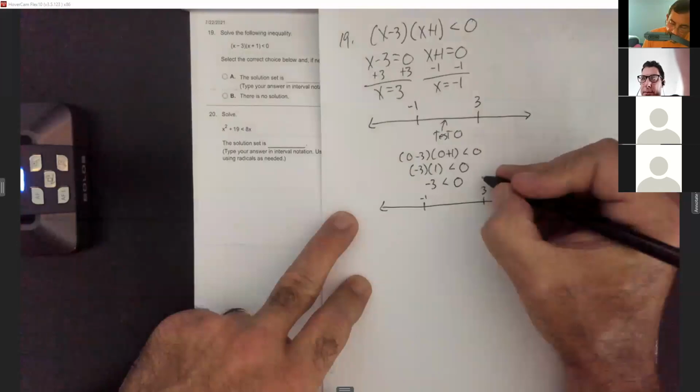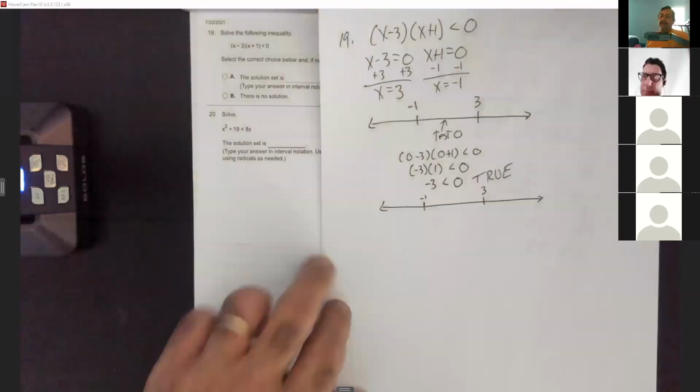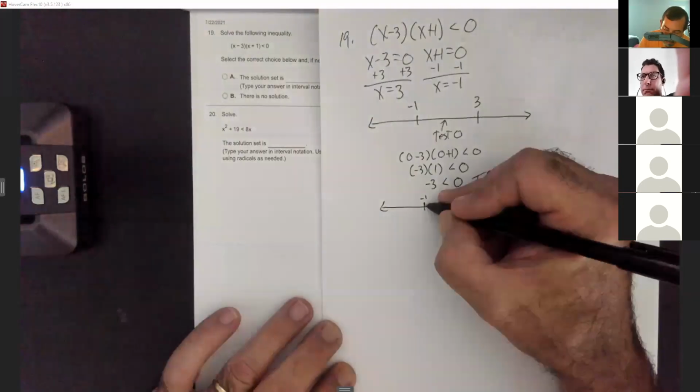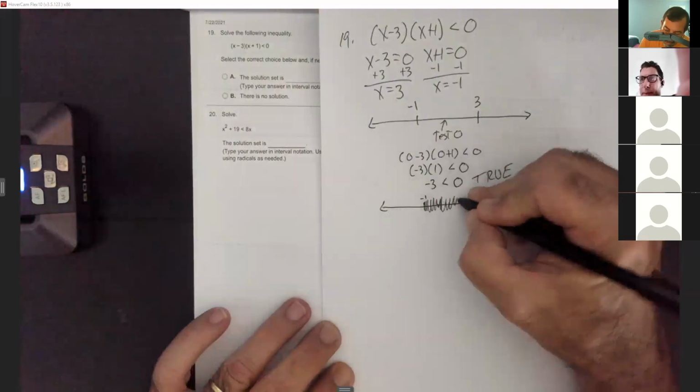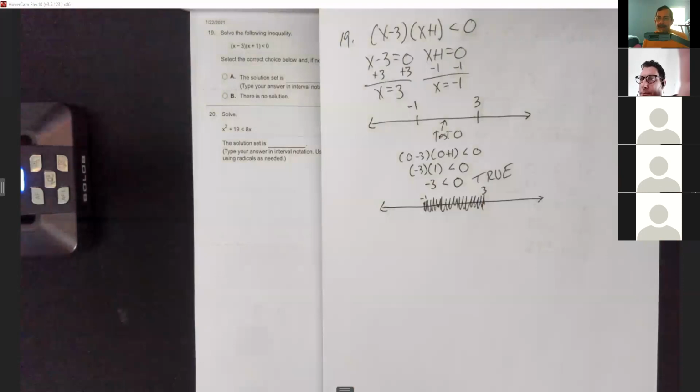That is definitely true. So since -3 is less than 0, true, I shade the area where the 0 was located, which is right in the center here. Now, interval notation.